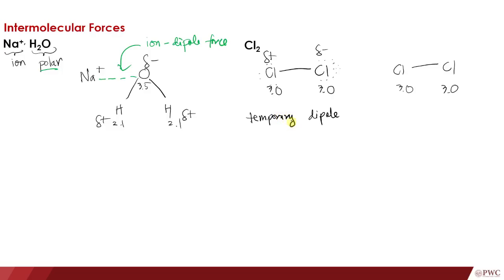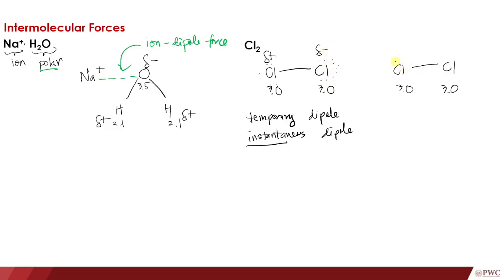Again, it's temporary because these electrons are constantly moving around this molecule. So these partial charges can be formed at an instant and can disappear also at an instant. We also call this an instantaneous dipole, because these are formed at an instant.